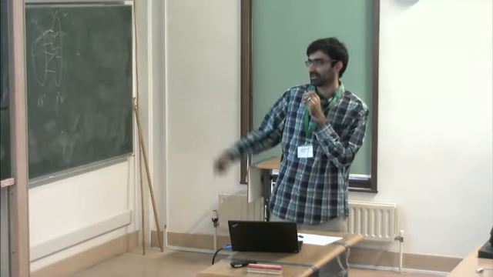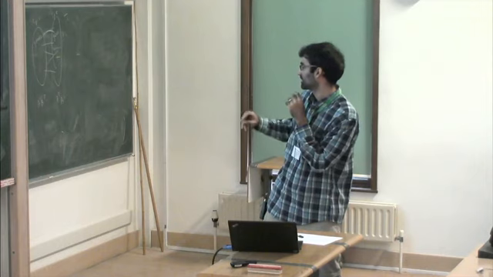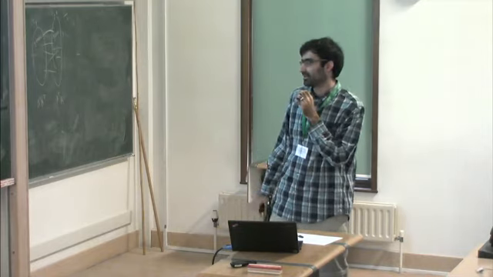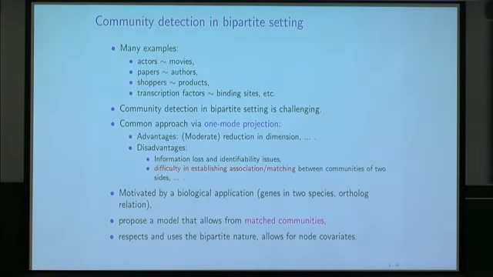Motivated by this, you also have rich covariate information. For each gene you have gene expression over different time courses, because they have different life cycles. In principle, you could have node covariates that live in different spaces, so you want to also model that. So you try to have a model that has these matched communities built into it, respects this bipartite nature and uses it, and allows for these node covariates. So it's a recipe that has many ingredients.